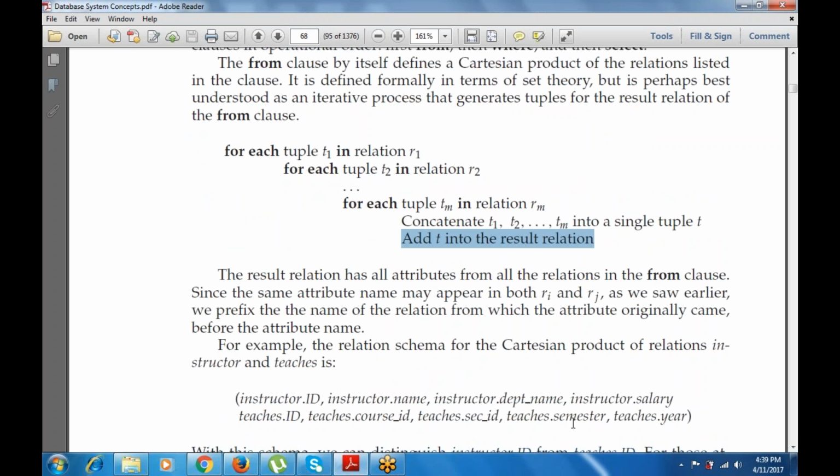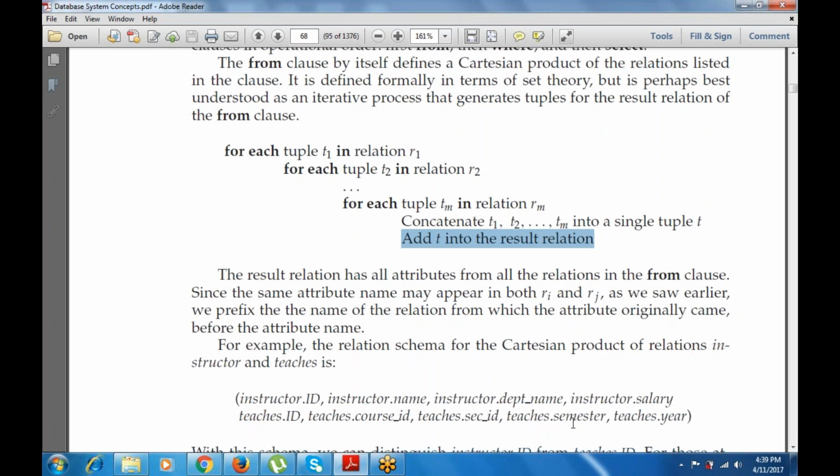And the result relation has all the attributes from all the relations in the from clause. Since the same attribute name may appear in both Ri and Rj, as we saw earlier, we prefix the name of the relation from which the attribute originally came before the attribute name. For example, the relation schema for the Cartesian product of the relations instructor and teaches is instructor.ID, instructor.name, instructor.department_name, instructor.salary, teaches.ID, teaches.course_ID.